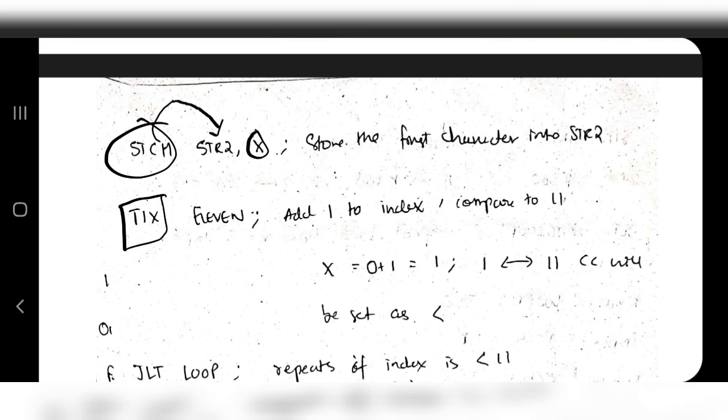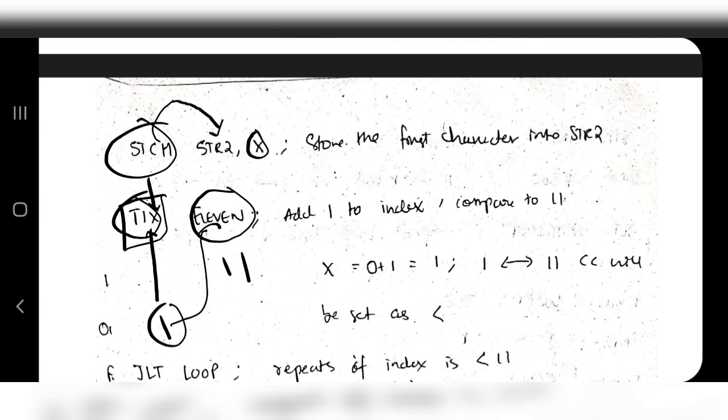Then TIX means increment and compare. Then 11 is written here, 11 is substituted as 11. What does TIX mean? TIX means increment the x value. X value is 0, so 0 will become 1. Then 1 is compared with 11. Is it equal to 11 or less than 11? It is less than 11, right? 1 is less than 11.